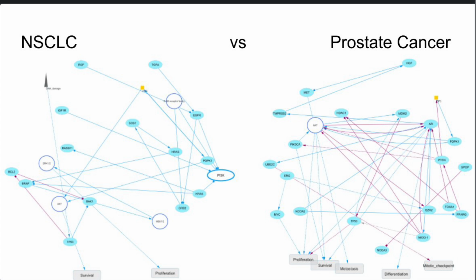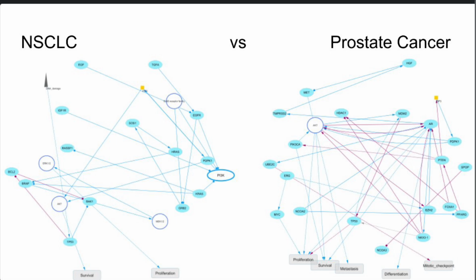So both pathways have AKT nodes that directly connect to survival nodes, as well as PDPK1 nodes feeding into AKT. However, prostate obviously has more nodes, such as the metastasis node and a straight direct edge to proliferation, not like the lung cancer.